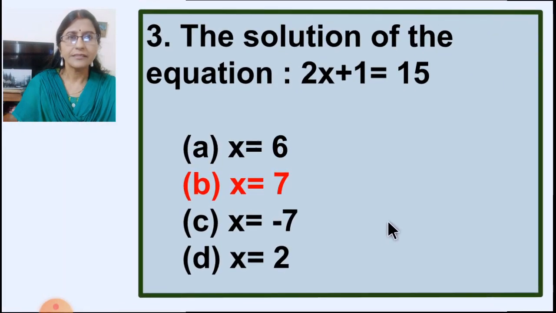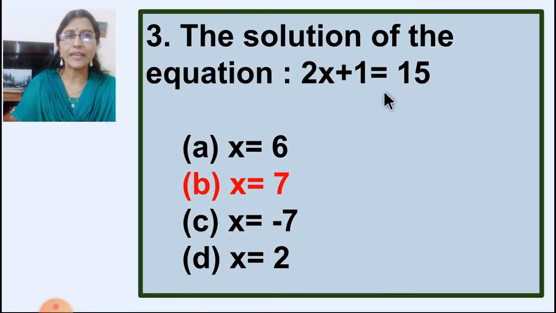Now next, the solution of the equation 2x plus 1 is equal to 15. So let us do this also by the transposing method. So here plus 1 is there. First we will remove this, as we have just learned. So we will take this to the right side. So plus 1 will become minus 1. 15 minus 1 will become 14. Now the next step will be 2x is equal to 14.